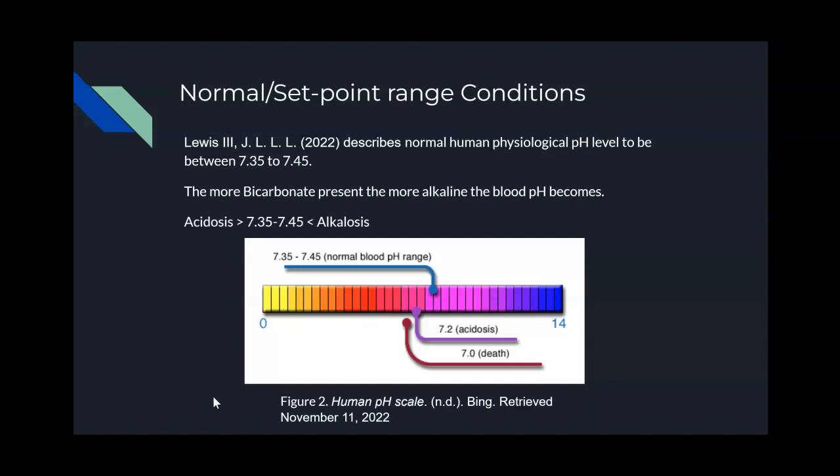And the further away you go from your normal set point, the closer you become to just dying, as shown here with it being at 7.0, being death. And that is only a small bit away from the 7.35, which is the low end of your set point range.